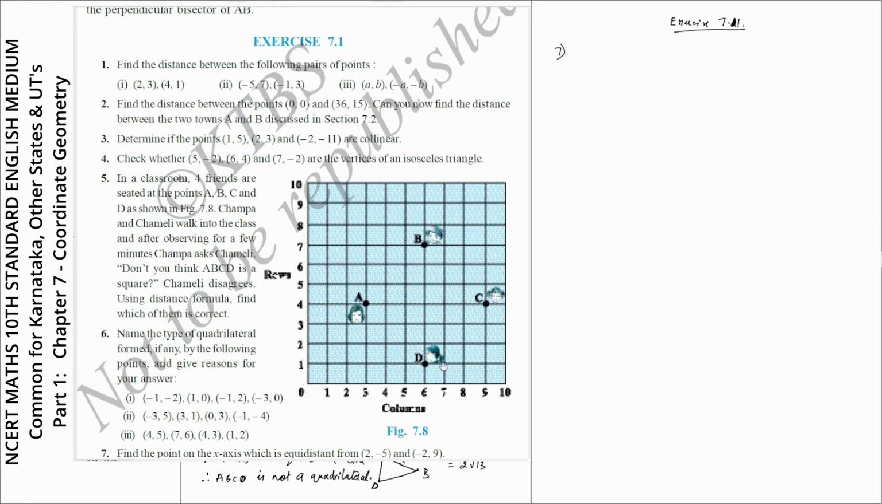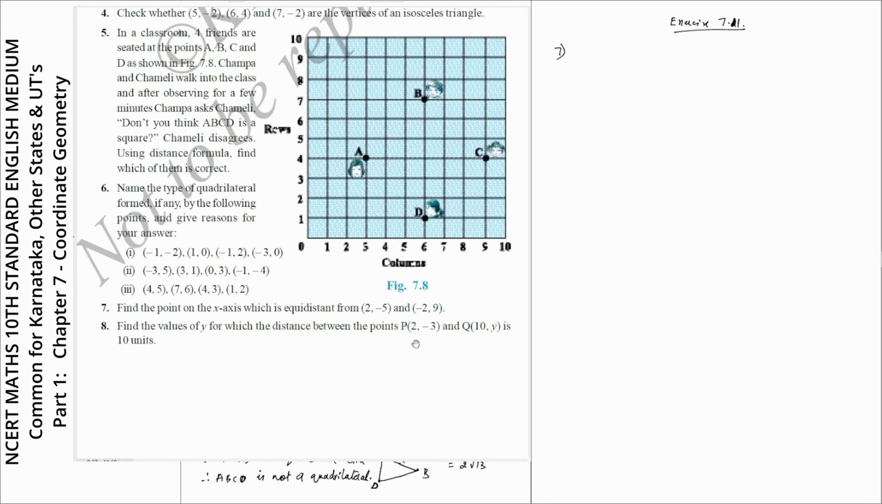Exercise 7.1, question number 7. So question number 7 says, find the point on the x-axis which is equidistant from (2, minus 5) and (minus 2, 9). Okay, I'll take A as (2, minus 5), and I'll take B as (minus 2, 9). Now we should find a point which is equidistant from point A and point B.